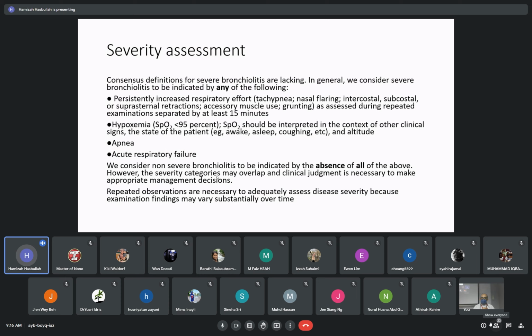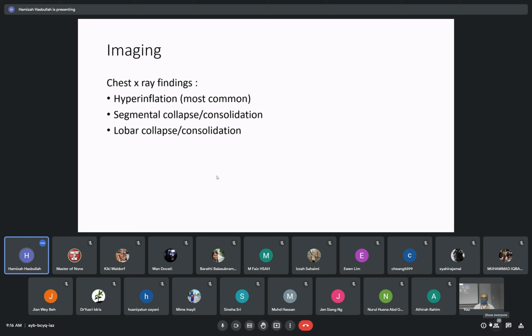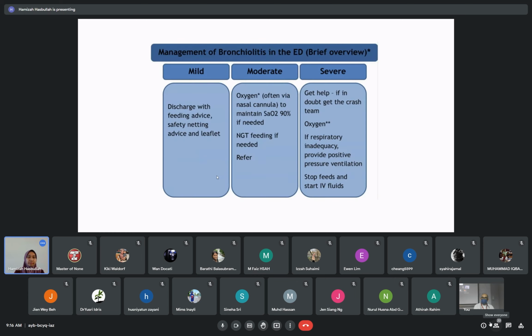So yang ni semua based on clinical judgement sajalah. Saya cakap sini, a repeated observation are necessary to adequately assess disease severity because examination findings may vary substantially over time. So, imaging, chest X-ray findings, hyperinflation the most common. Sometimes boleh ada segmental collapse or consolidation or lobar collapse or consolidation.